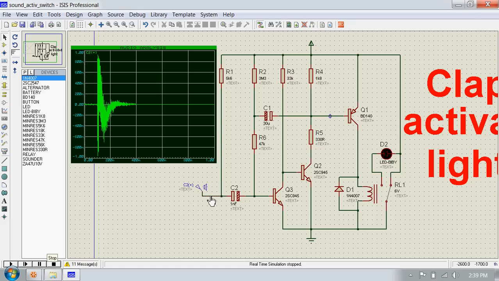Now let's remove this audio signal from the circuit. Now I have disconnected this audio signal, that means there's no sound. Let's see what happens.